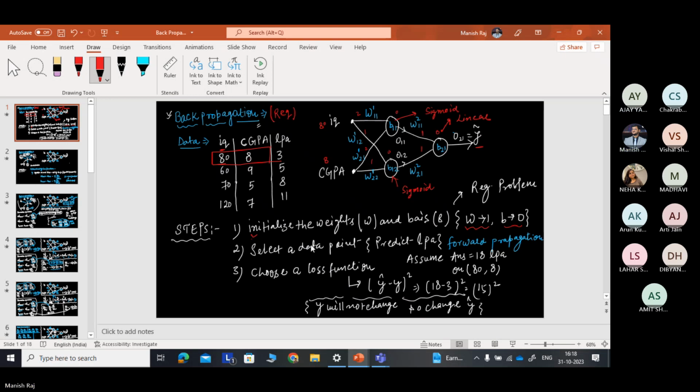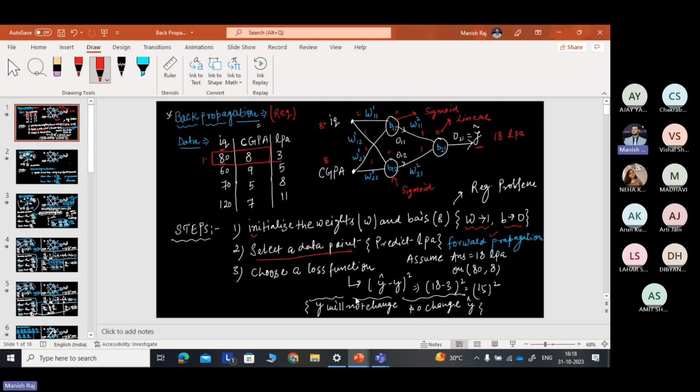Okay, so select a data point. You are selecting the first data point and predicting the output, the value, with the help of forward propagation. Now I am taking the first one, 80 and 8, and with the calculation your answer is 18 LPA. Now you just tell me, till now you have done the forward propagation, but now what is the error value?